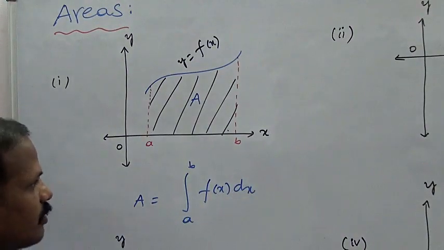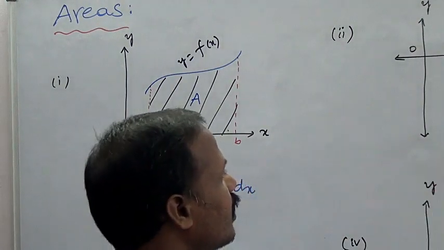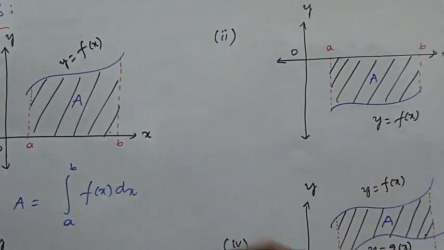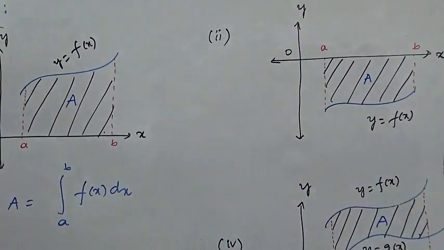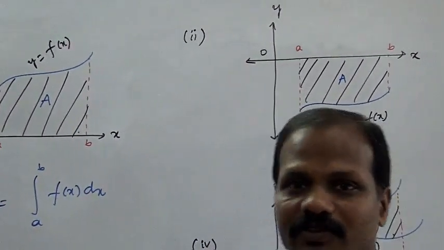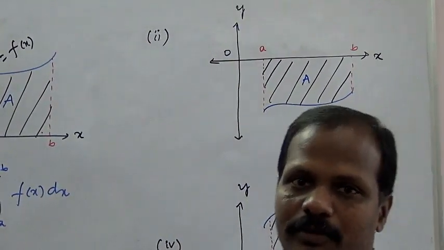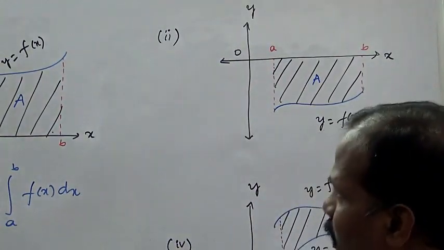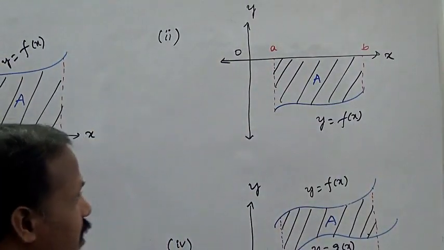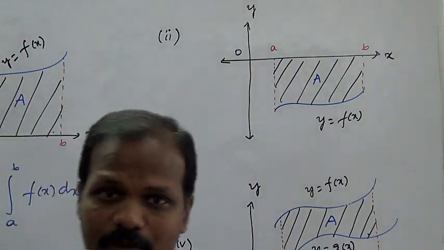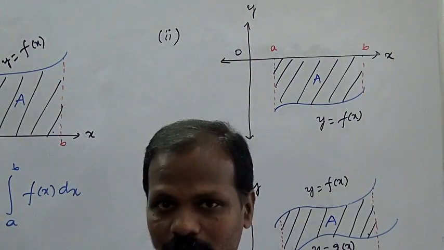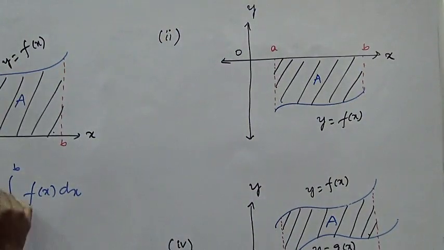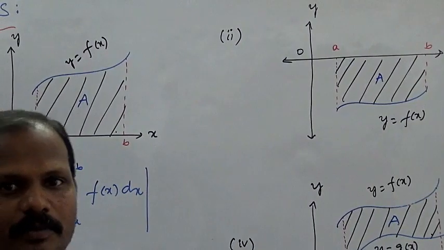Next, coming to here, the curve is below the x-axis. If it is above the x-axis, then no problem, it is positive. Remember, area must be positive always. If you get a negative value, you made a mistake. So if you have some doubt whether the curve is above or below the x-axis, then simply put modulus. Then no problem.